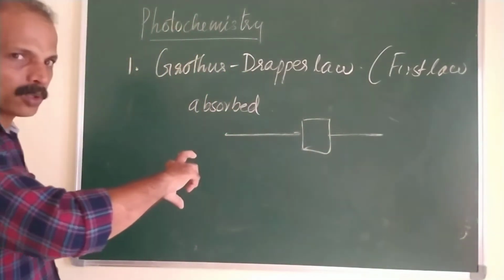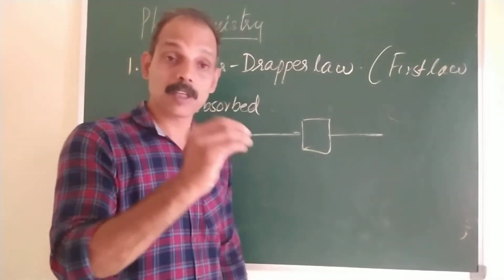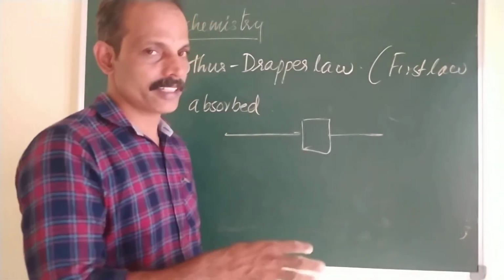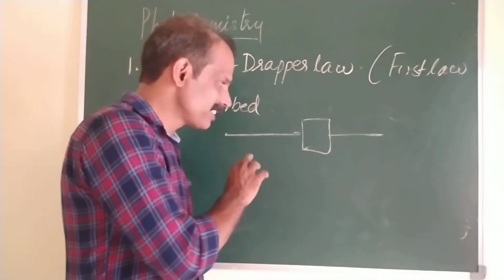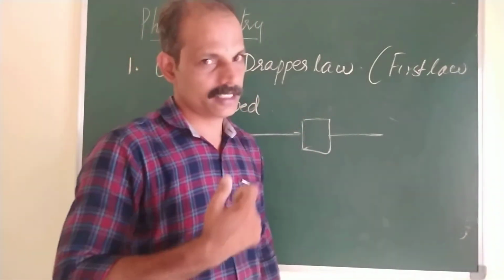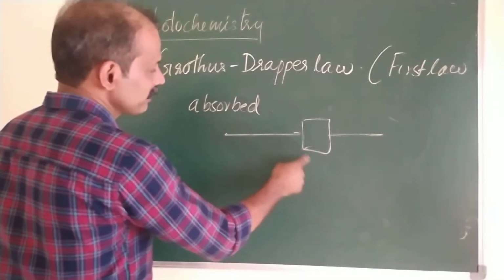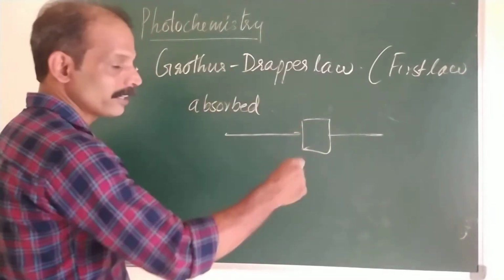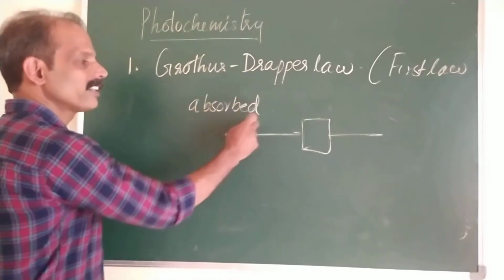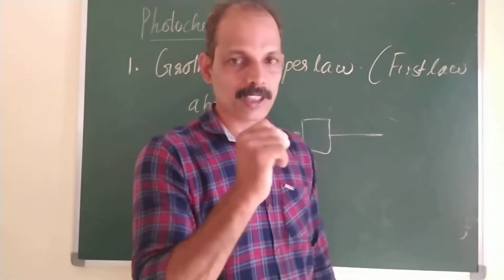So the converse is not true. That is, all radiation absorbed by the system does not bring about the chemical reaction. Only those radiations which have sufficient energy can bring about chemical reaction. So for a reaction to take place, that system should absorb radiation. According to this law, only those radiations which are absorbed by the system can initiate photochemical change.